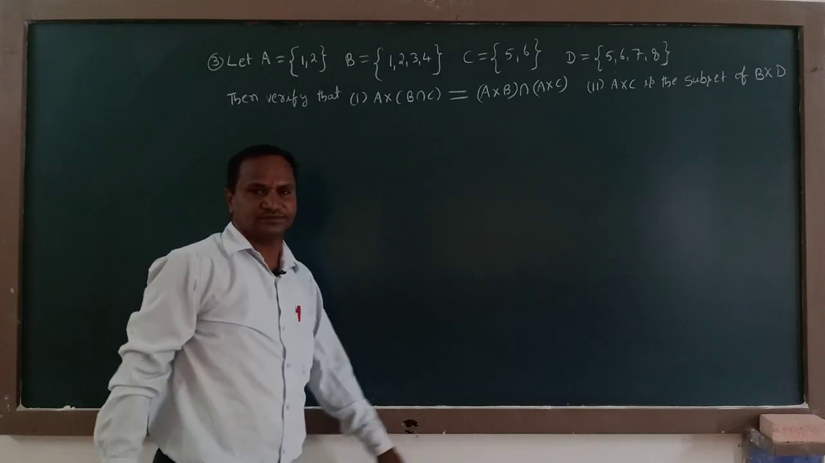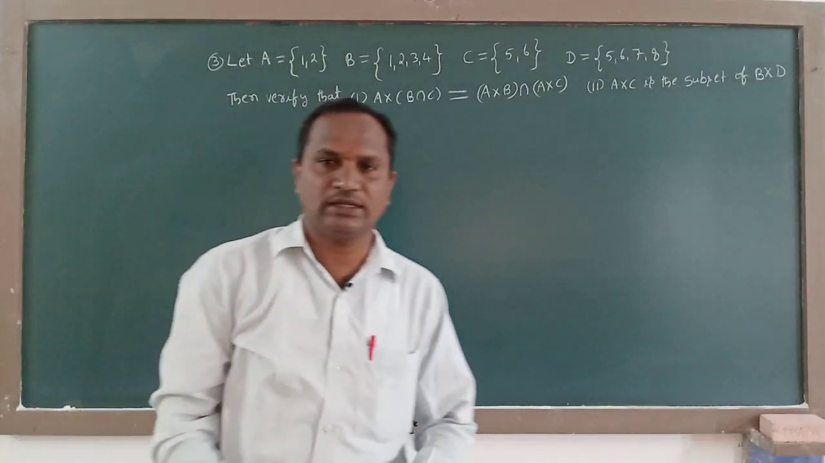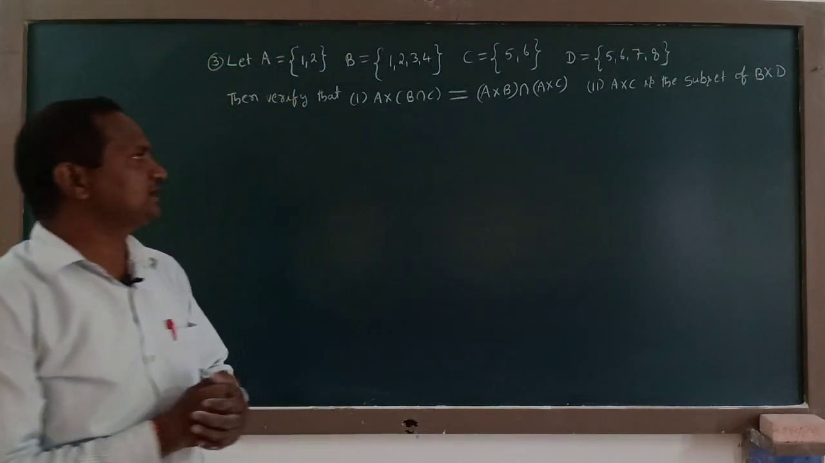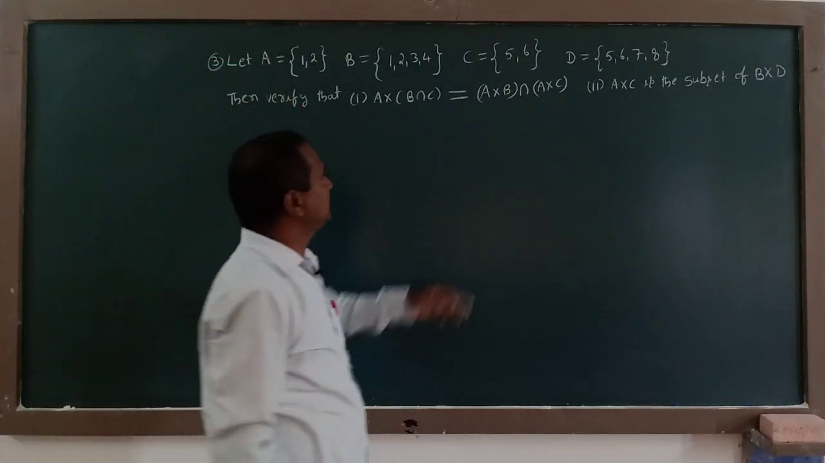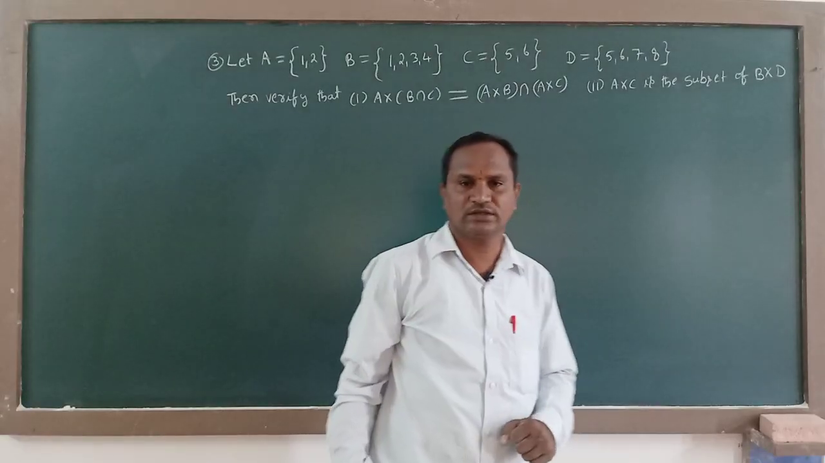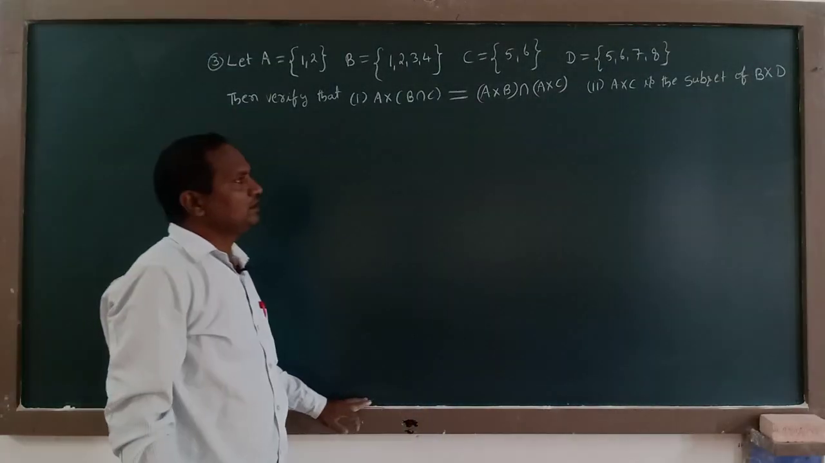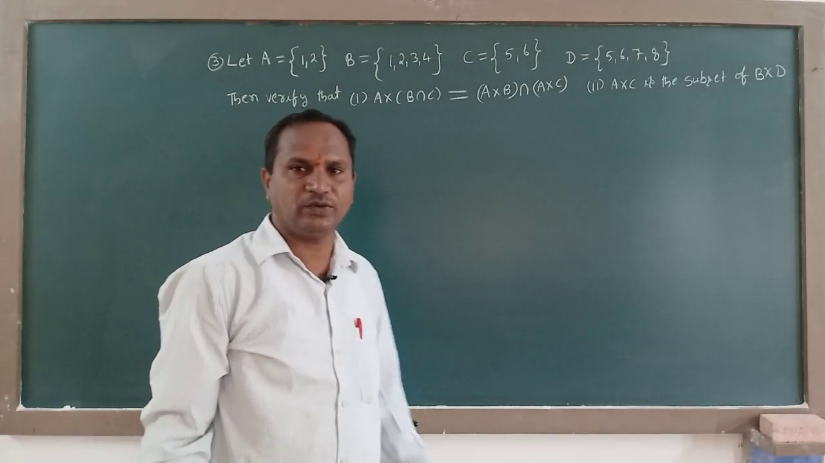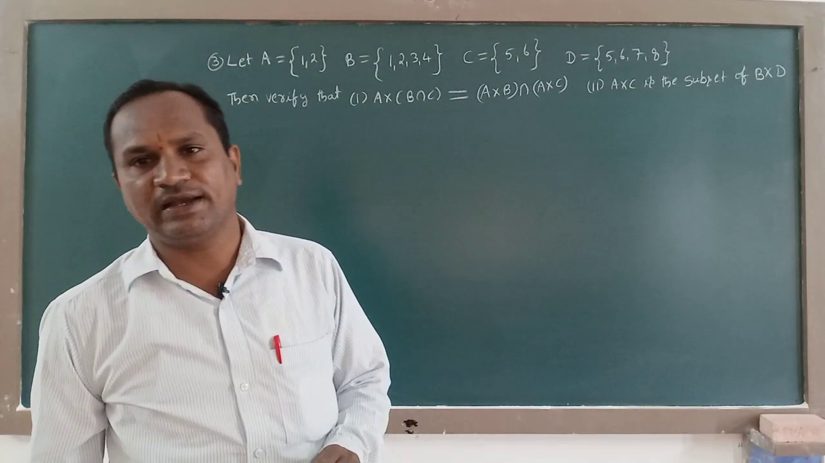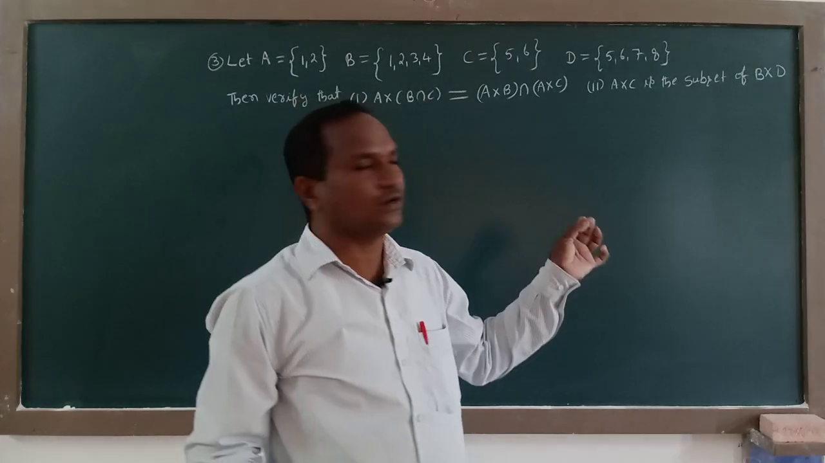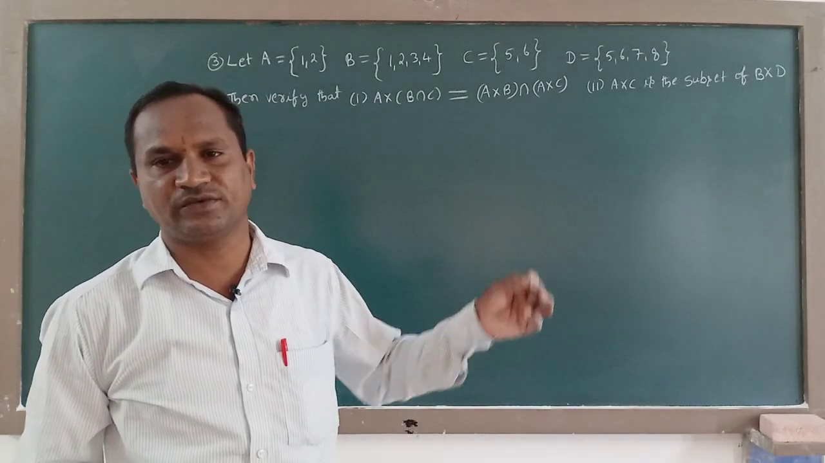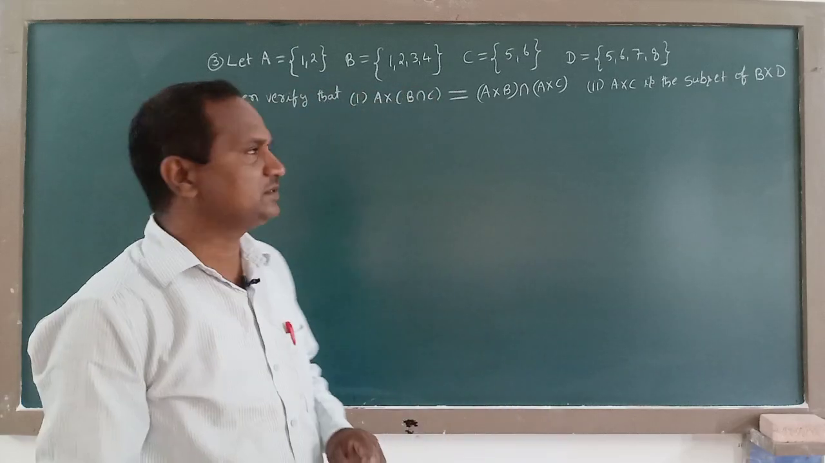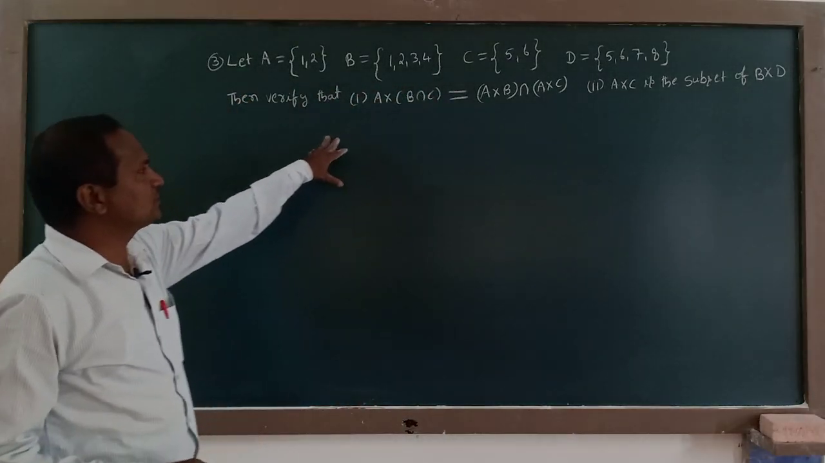In this one question, they are asking two sub questions. One is A cross of B intersection C is equal to A cross B intersection A cross C. And second question is A cross C is the subset of B cross D. In the second question, we must find out the elements in both sets A cross C and B cross D. After that, we check the conditions of subsets there. Now first we'll discuss the first question.